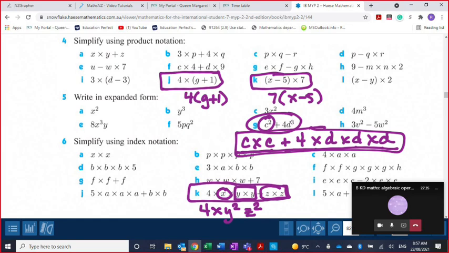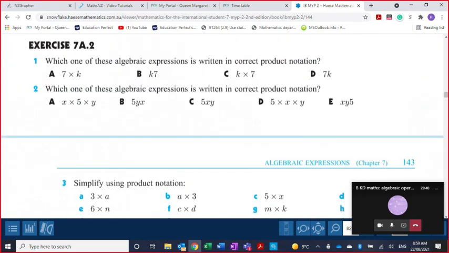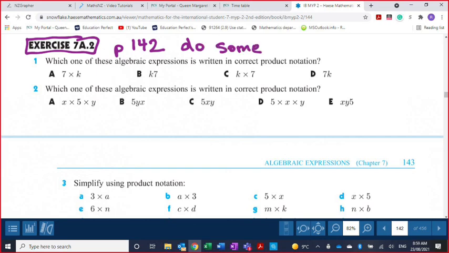All right. Let me look and see if there are any others. I think that's it. Yep, that's it. So what you're going to do during class time is work on exercise 7A.2. That's on page... Oops, I can't see my page number. Hold on a minute. Page 142. Okay, so 7A.2. It's on page 142. Now, you don't have to do all of them. Just do some until you're comfortable. Do some from each one.